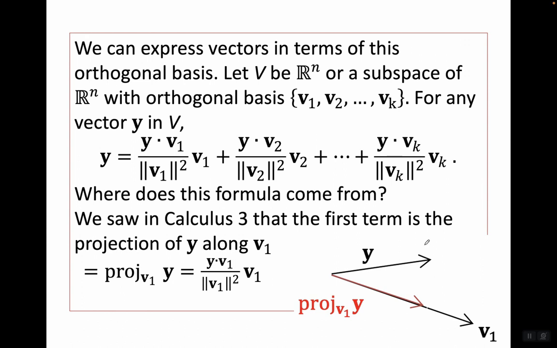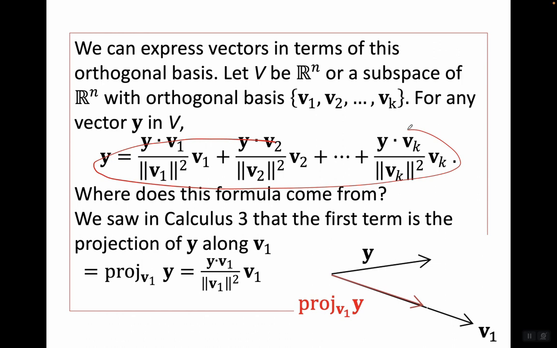We can express vectors in terms of this orthogonal basis. Let V be Rn, or a subspace of Rn, with orthogonal basis v1, v2, ..., vk. For any vector y in V, y equals, look at this hairy formula: (y dot v1) over the length of v1 squared times v1, plus (y dot v2) over the length of v2 squared times v2, plus and so on, plus (y dot vk) over the length of vk squared times vk.